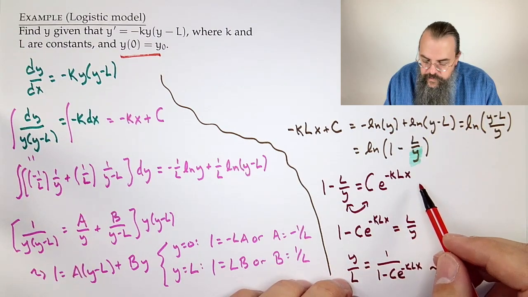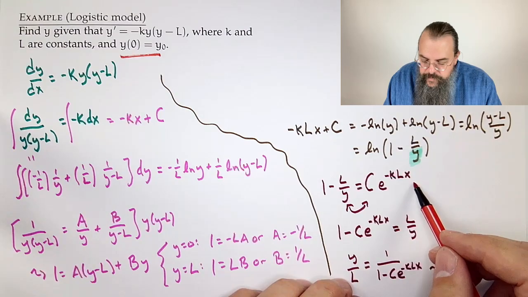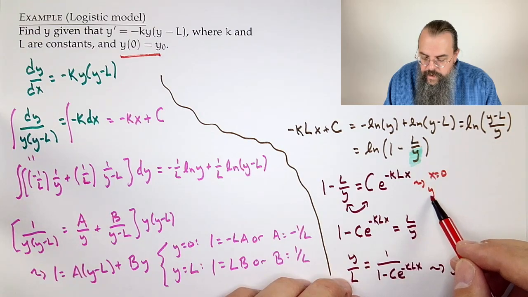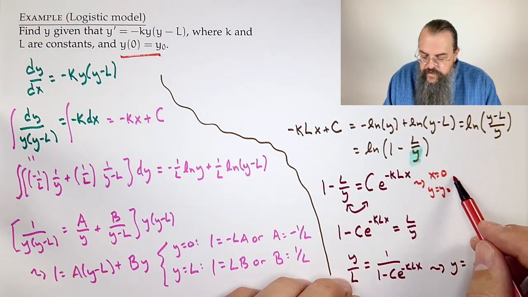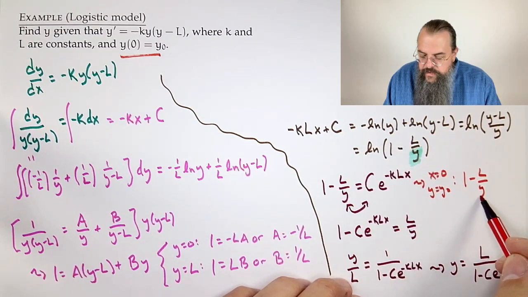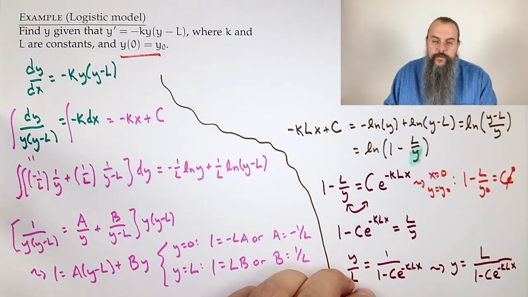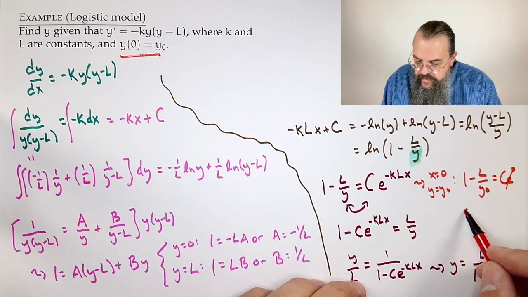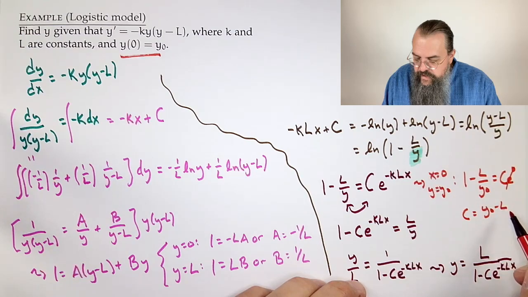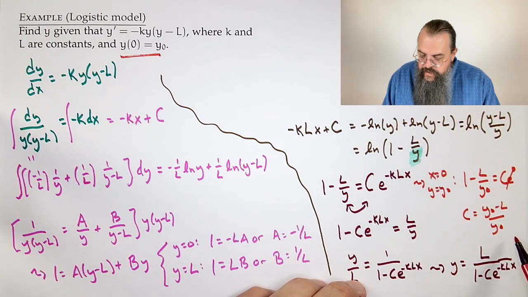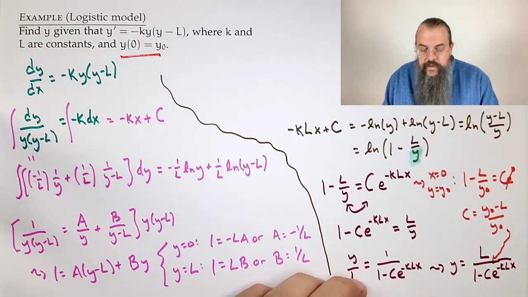And if we plug in, what do we have? We can say at x equals 0, we have that y is y0. So this tells us that 1 minus L over y0 is equal to c, e to 0, which is also just another name for c, because e to 0 is 1. Or we could say c is y0 minus L all over y0. Okay, so that's what our constant is. So we say, okay, great. We can put that into there.